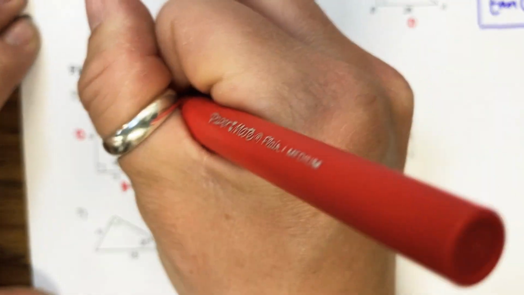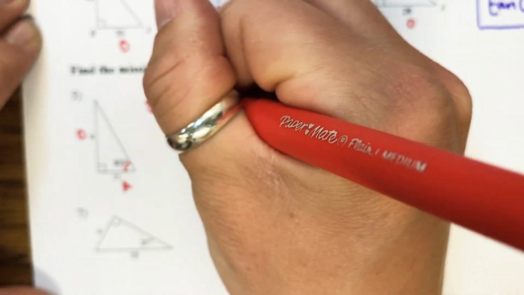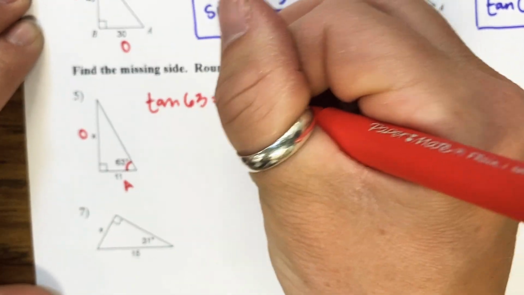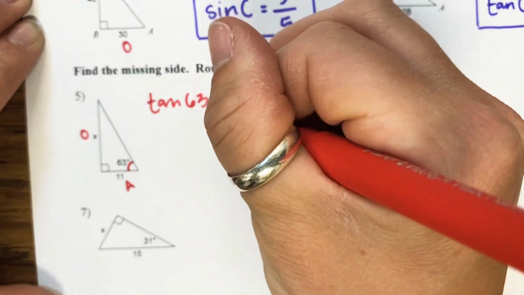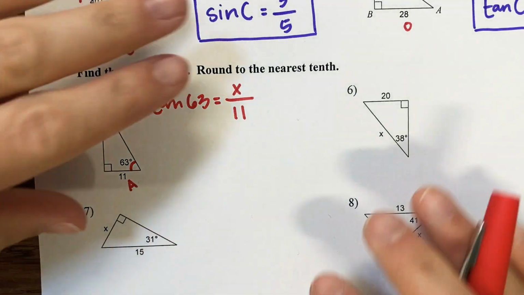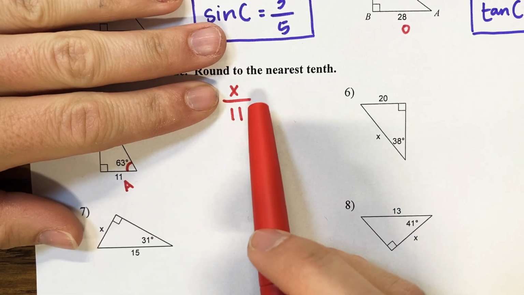Okay, so we always set this up with tangent is always next to our degrees. So tangent of 63 equals opposite, x, over adjacent, 11. Okay, well now we're solving for x. So look at our side with our x. There's one thing we have to do to get x by itself. We need to get rid of divide by 11.